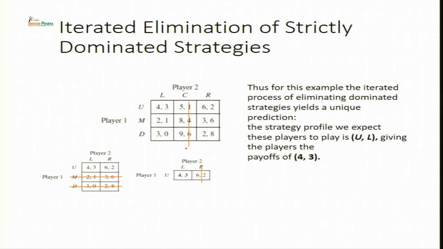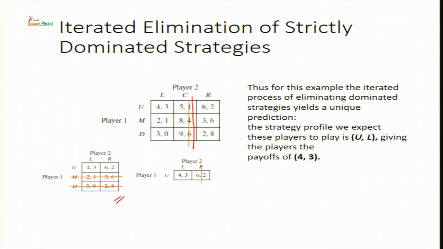I have already crossed this line. Okay? So, this is deleted. So, clearly this player 2 will never play C. So, I have already cut it. I am again doing this. So, we can eliminate this. Okay? The remaining game is this matrix.